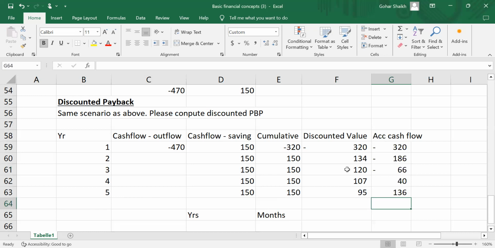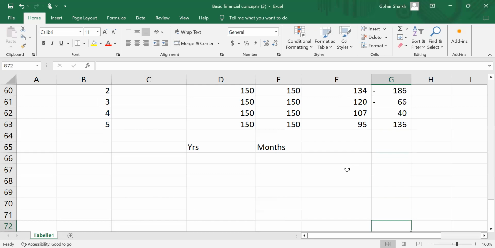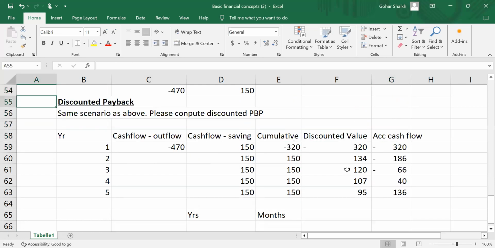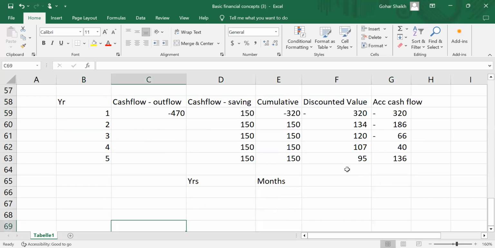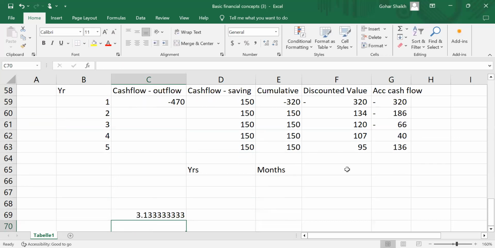Now I want to calculate the payback period. For the payback period, the formula is cash outflow divided by annual cash inflow. So cash outflow is 470 and annual cash inflow is 150. So the payback period is going to be 3.13.